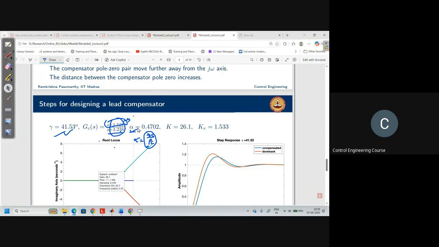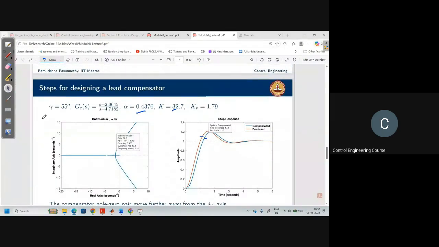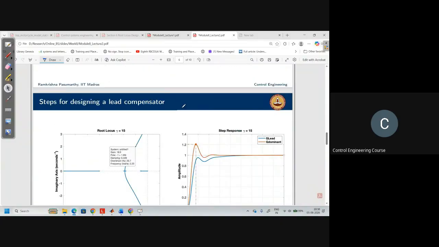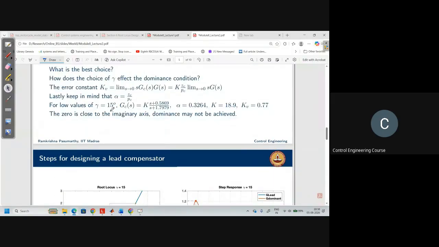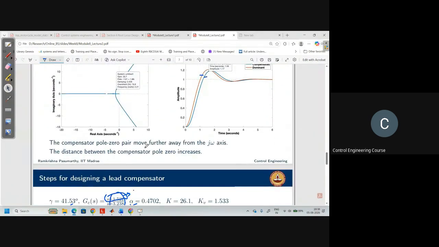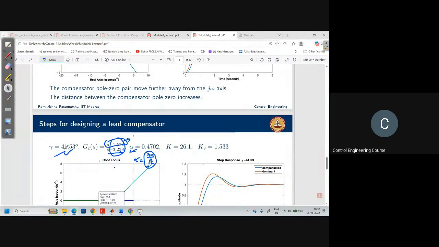See, in this previous example, if you choose 55 degrees, your alpha is 0.43. If you choose gamma equal to 15 degrees, your alpha becomes 0.32, much lesser. But if you choose gamma equal to 41.53, then your alpha is much better, right? What is the optimal value of gamma that will maximize this dominance condition?